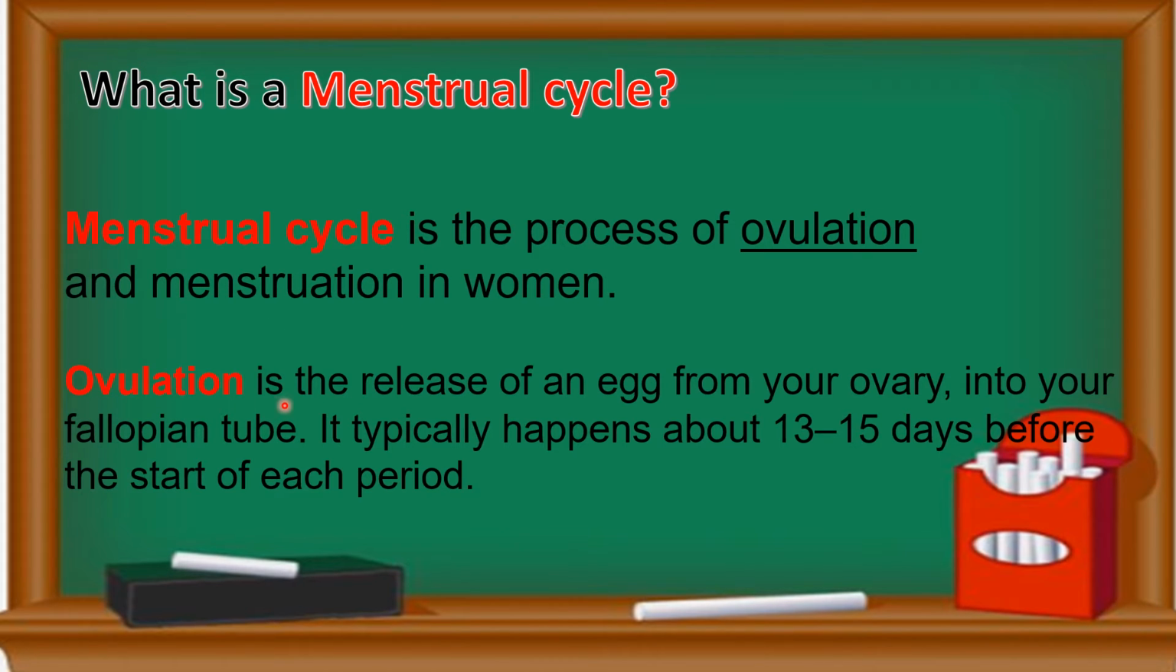When you say ovulation, it is the release of an egg from your ovary into your fallopian tube or your oviduct, and it typically happens about 13 to 15 days before the start of each period. When you say period, it is also what you call your menstruation.